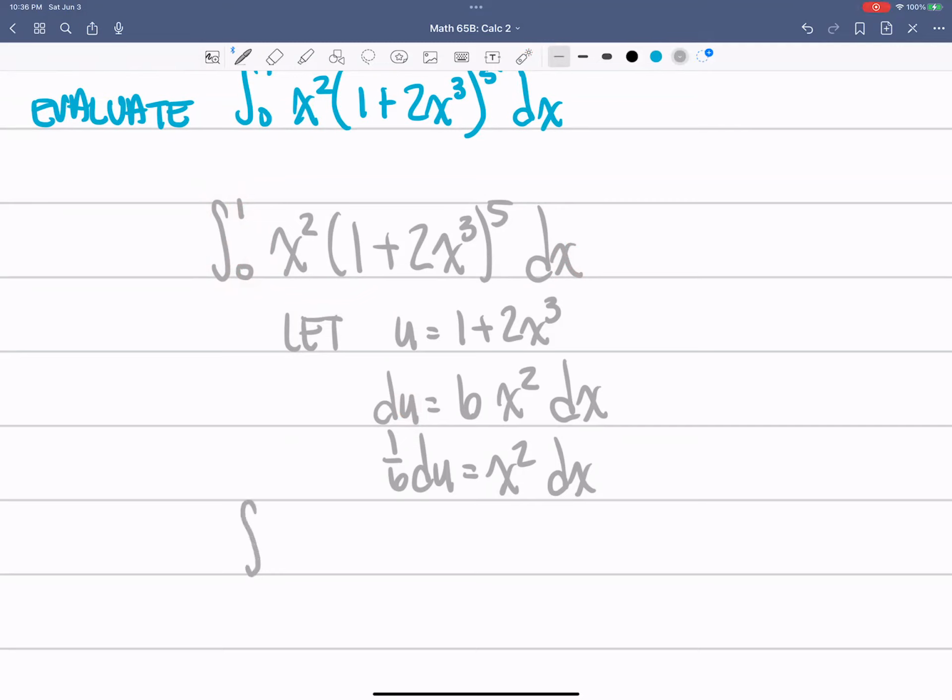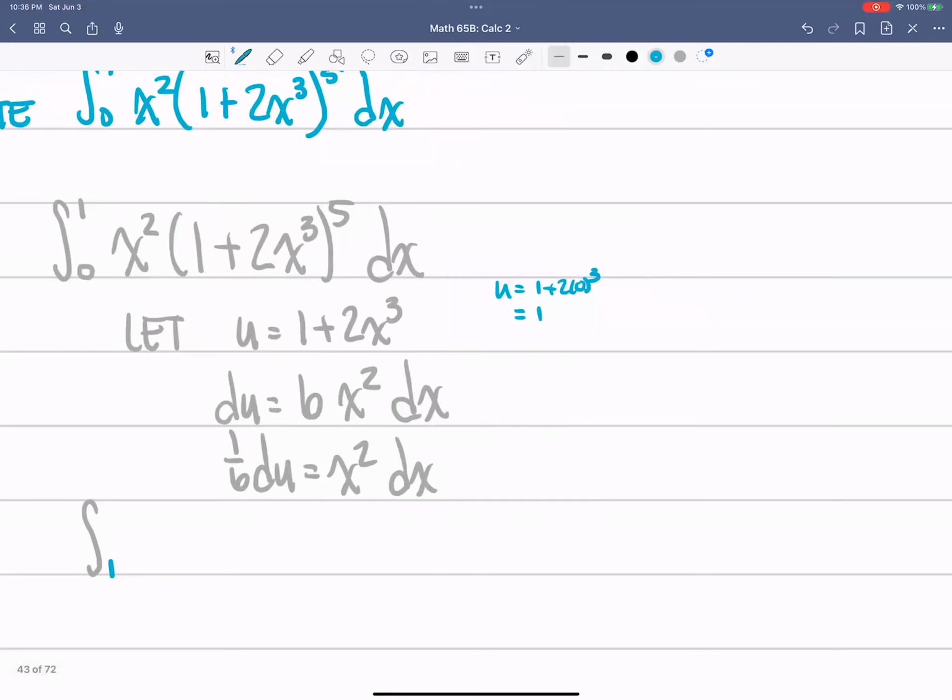So here, starting off with that 0, this is what we said was our relation. So we're going to let x equal 0 here. So u is equal to 1 plus 2 times 0 cubed, which is equal to 1. So whenever we saw a 0, we now have a 1 here. And let's look at the other one. So u is equal to 1 plus 2 times 1 cubed, which ends up being 3. So our new value here is 3.